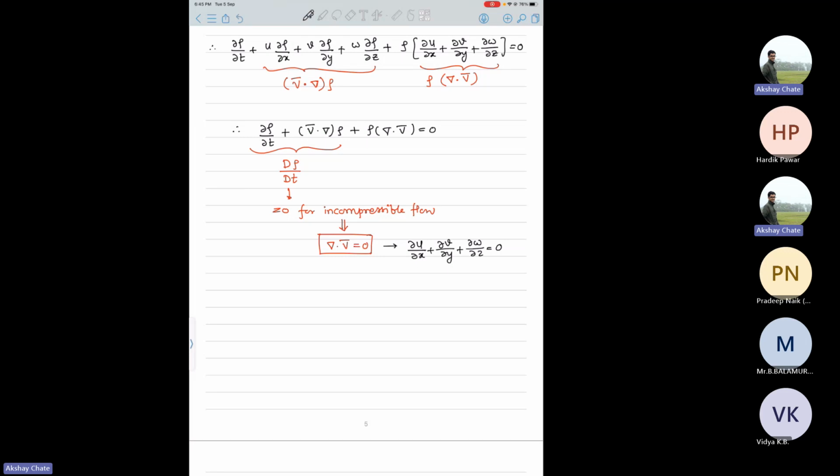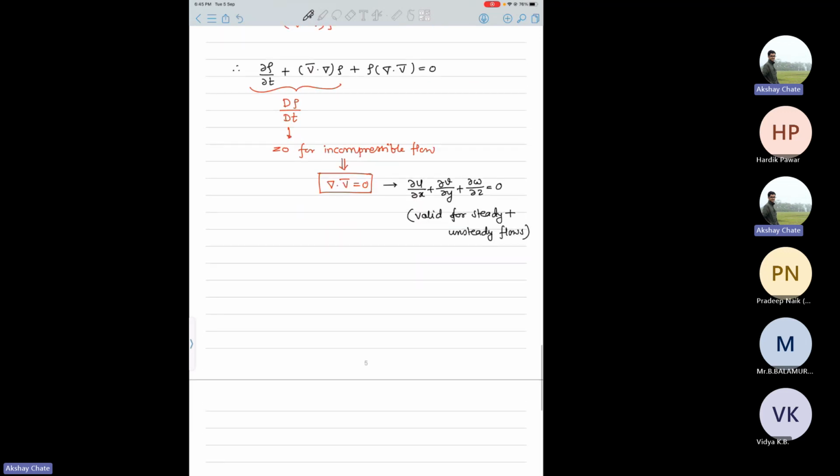Okay, and it is valid for steady as well as unsteady flows. So people sometimes confuse this with steady and unsteady. It doesn't matter because we are considering the total derivative equal to 0, which is capital D rho by capital D t. So this is a very important equation. It is used in almost all the problems that you can think of.